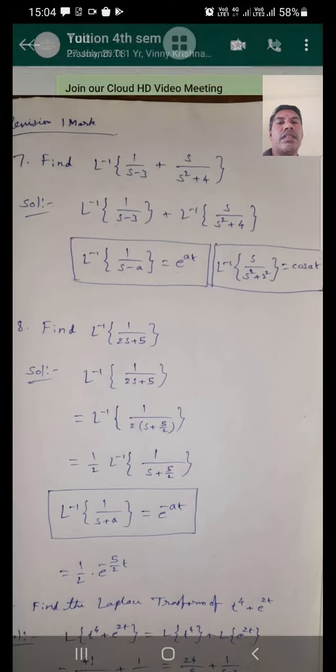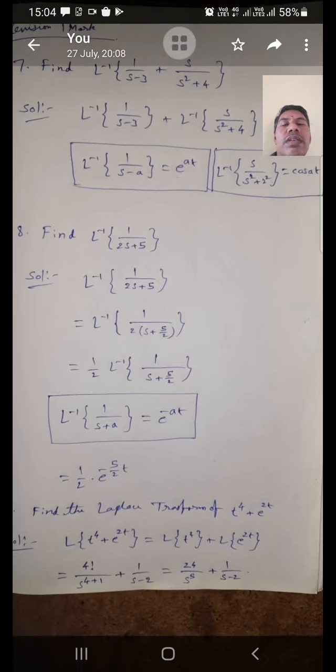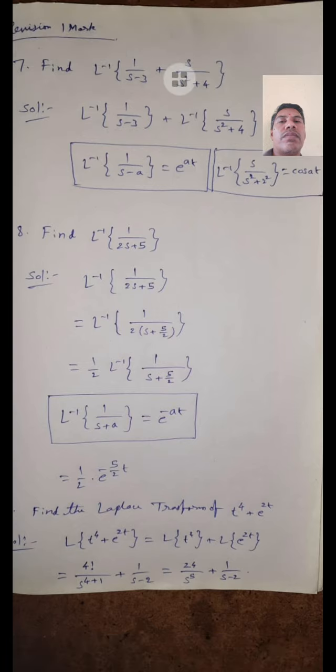Next, see here. Find inverse Laplace transformation of 1 by s minus 3 plus s by s square plus 4. So here we have two terms. For each term we can write inverse Laplace transformation. That is inverse Laplace transformation of 1 by s minus 3 plus inverse Laplace transformation of s by s square plus 4.